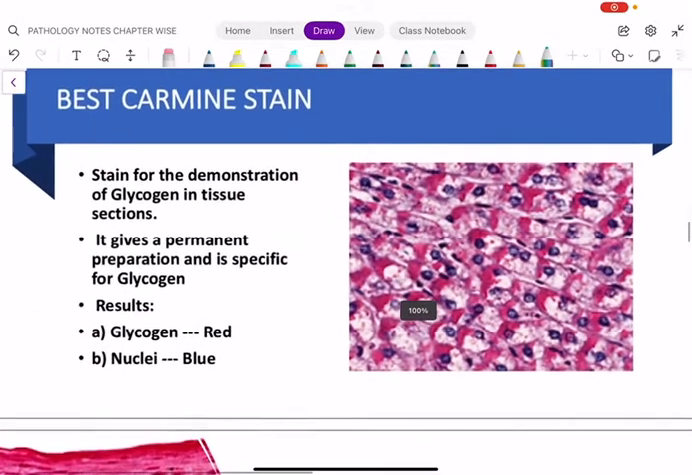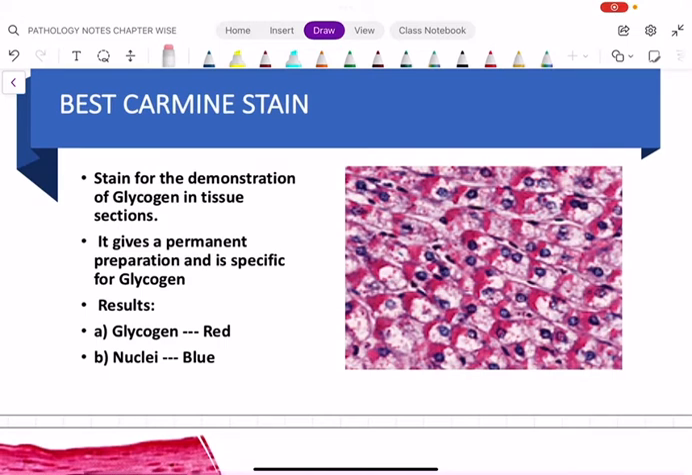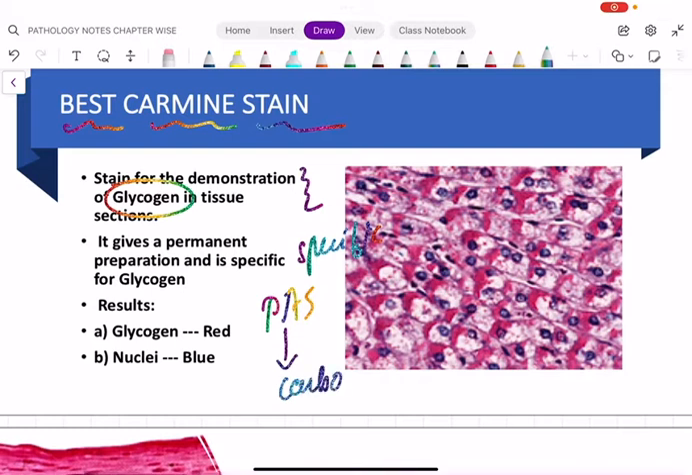Again, we have another stain for carbohydrate, especially for glycogen, which is the Best carmine stain. Best is not the best one, it is the name of a scientist. The Best carmine stain is mainly used to stain glycogen, and remember it is specific for glycogen. The PAS stain is common for all carbohydrates, whereas for glycogen, the specific stain is the Best carmine stain.